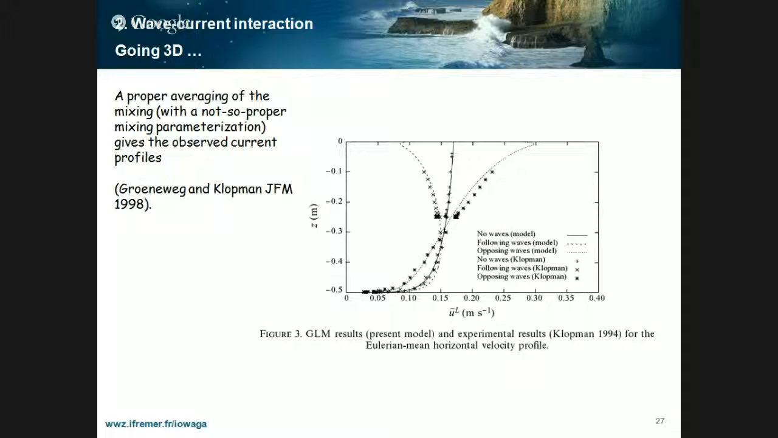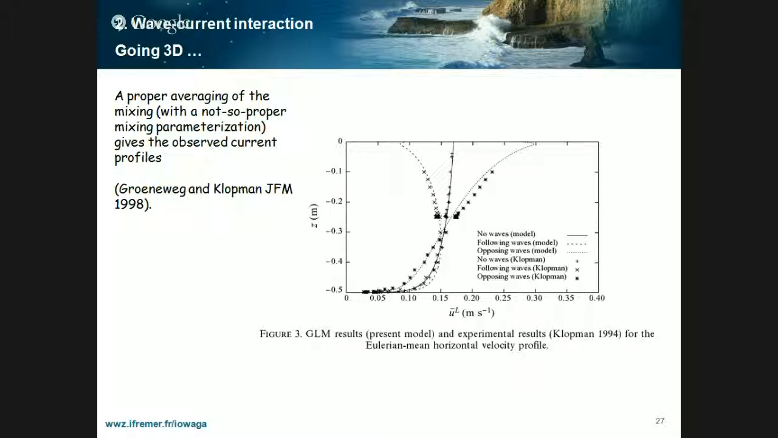This shows profiles in the vertical of velocities. The solid line in the middle, with the symbols, is a profile of the current without the waves. And if you have waves following the current, then the current changes the profile. You have a profile like this, with a weaker current at the surface. And if you have waves opposite the current, then the current actually gets stronger at the surface and weaker at depth.